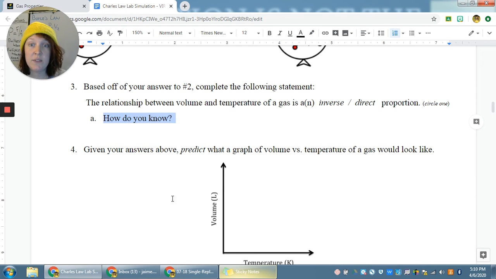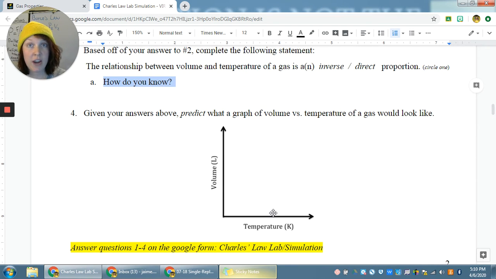Number 4, given your answers above, predict what the graph of volume versus temperature of a gas would look like. For this graph, you're just sketching a line. You don't need to draw numbers in. If it helps you to draw numbers in, by all means, do that. We're just looking for a prediction. So don't stress out about it too much if you don't get it right on the first try. Remember, this is predicting. We can't say you're right or wrong if it's a true prediction.